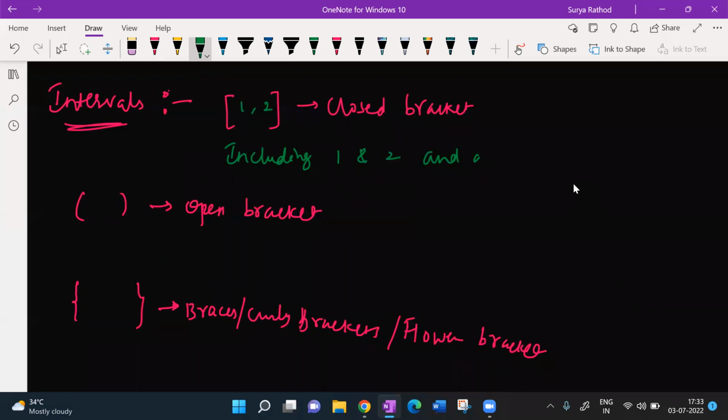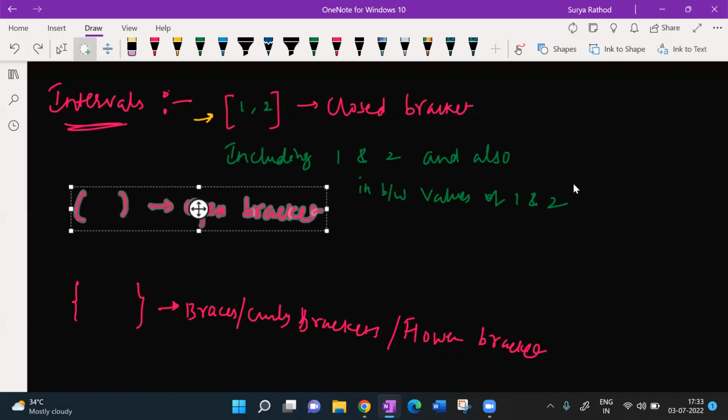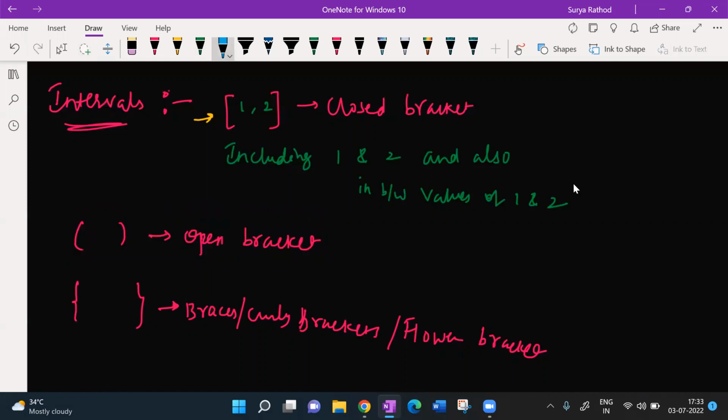And also the in between values of 1, 2. You understand my point? So what I'm trying to say here, closed bracket 1, 2 is nothing but I'm including 1, 2 and at the same time the in between values. In between values are nothing but 1.1, 1.2, 1.11, 1.11119, 1.20009. All these values, millions, trillions. I mean, an infinite number of values we are including between 1 and 2 as well. So we are including 1, 2 and also the in between values of 1 and 2. You understand my point?